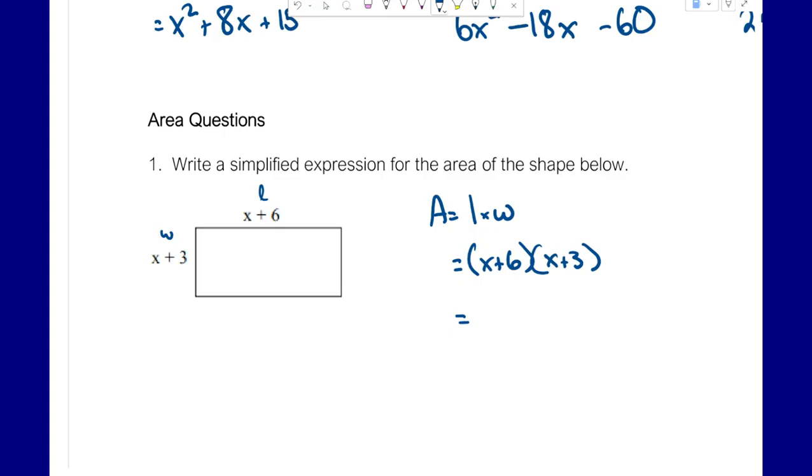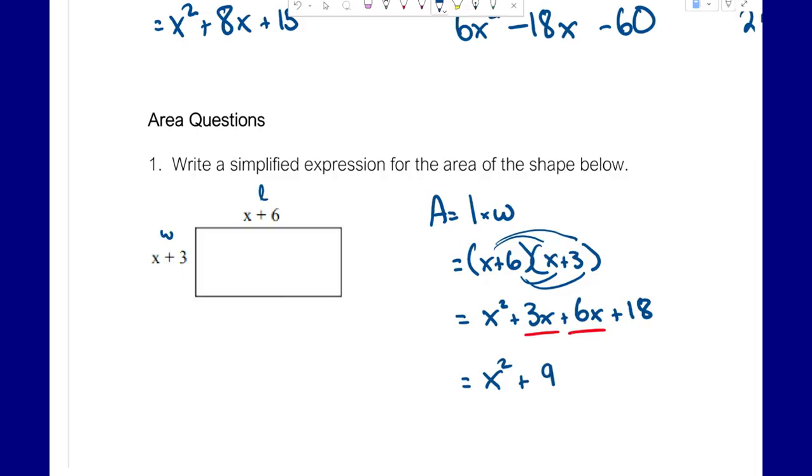Now, if I want to write a simplified expression for the area, I can expand this using the FOIL method or the box method if you prefer. x times x first is x squared. x times 3 is 3x. 6 times x is 6x. And 6 times 3 is 18. Again, collecting my like terms, and I end up with x squared plus 9x plus 18. And that is my simplified expression for the area of this shape.